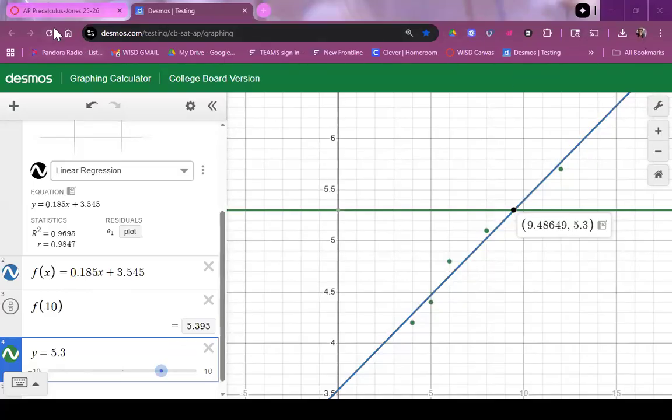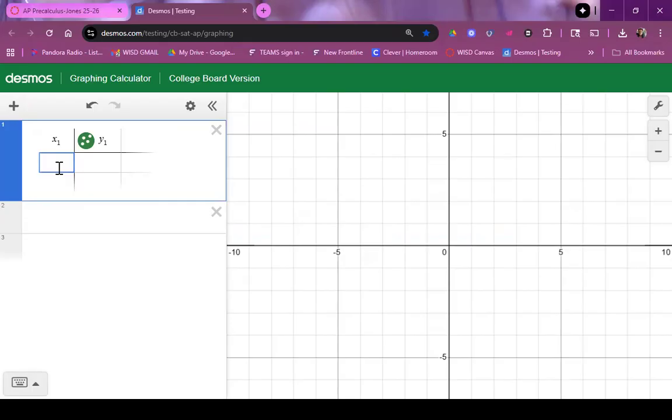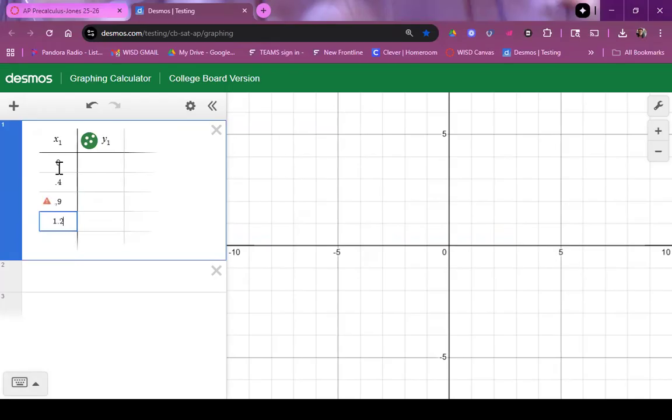I'm going to hit refresh because that's literally how you clear this, is just refresh. I'm going to add table, and I'm going to put in my values. So I have x's are 0, 4/10, 9/10, 1 and 2/10.